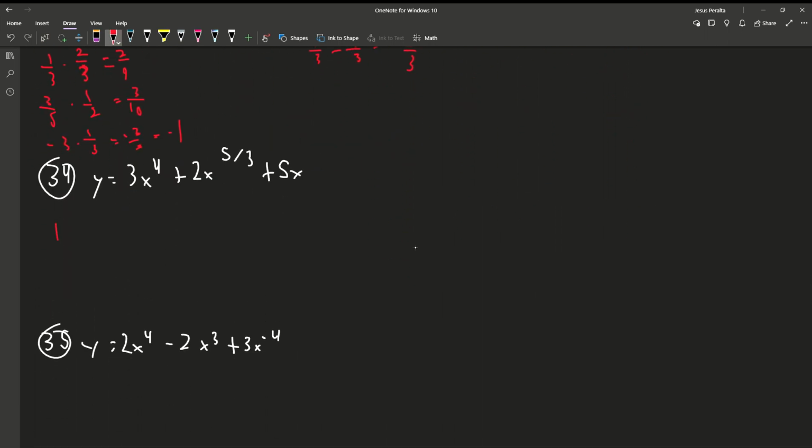3 times 4 is just 12. 2 times 5 over 3 is just 10 over 3. So then it's just going to be y prime is equal to 12x. Subtract 1. That's 3. Plus, and then we got 10 over 3. And then minus 1. But that's 3 over 3, basically. So then you're going to have times x to the power of 2 over 3. 5 over 3 minus 3 over 3, just 2 over 3. And then the last one, you should know, is just 5.